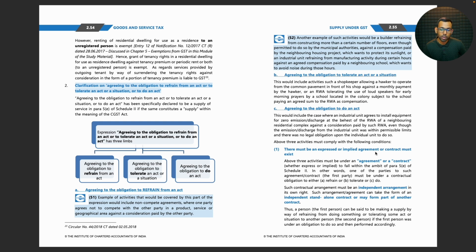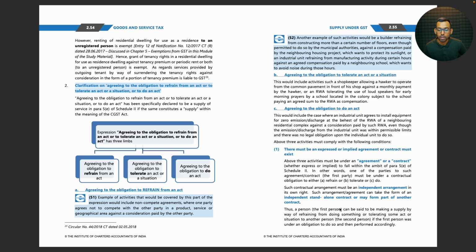There must be an express or implied agreement or contract. The above three activities must be under an agreement or a contract to fall within the ambit of para 5 of Schedule 2. In other words, one of the parties to such agreement or contract, that is the first party, must be under a contractual obligation to either refrain, tolerate, or do. Such contractual arrangement must be an independent arrangement in its own right. Such arrangement or agreement can take the form of an independent standalone contract or may form part of another contract.